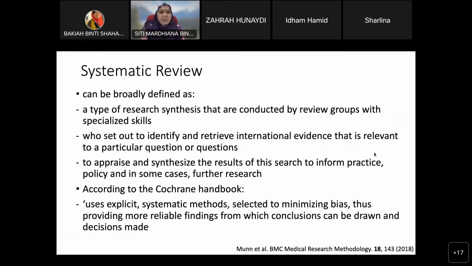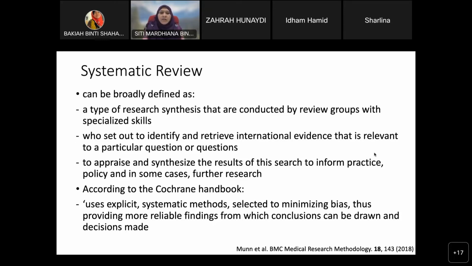According to this paper published by Mann et al., the systematic review can be broadly defined as a type of research synthesis that is conducted by a review group with specialized skills. Okay, so those people who conduct systematic reviews are specialized in doing so, and they set out to identify and retrieve the international evidence that is relevant to a particular question, to appraise and synthesize the results of this search to inform practice, some policies, and in some cases to do further research.